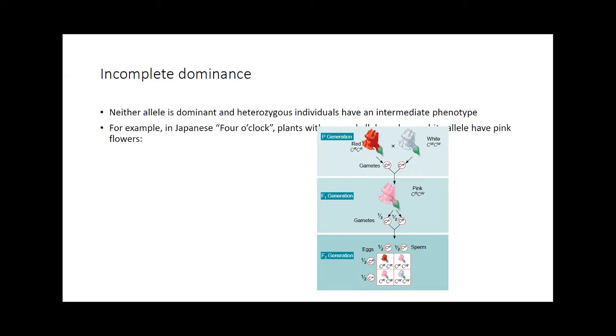I made a mistake. So, this is an example of incomplete dominance, where if this flower has two different alleles which are incompletely dominant, then the phenotype is neither the dominant nor the recessive phenotype.